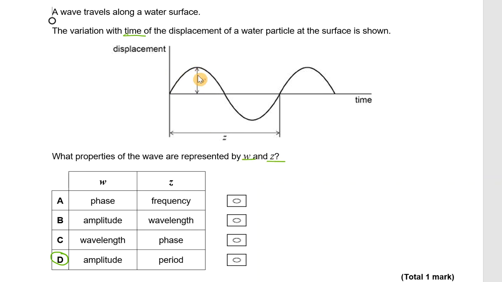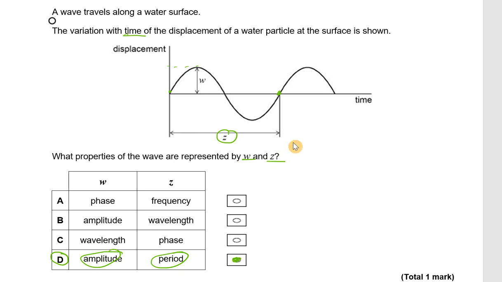Well, W represents the amplitude, which is the maximum displacement, and Z, this is perhaps the tricky one, Z represents the time period. So the time period is the time for a particle to go through 360 degrees of its cycle, or we could say the time it takes to go from one point back to the same point and be moving in the same direction. So the amplitude and the time period, the answer is D.